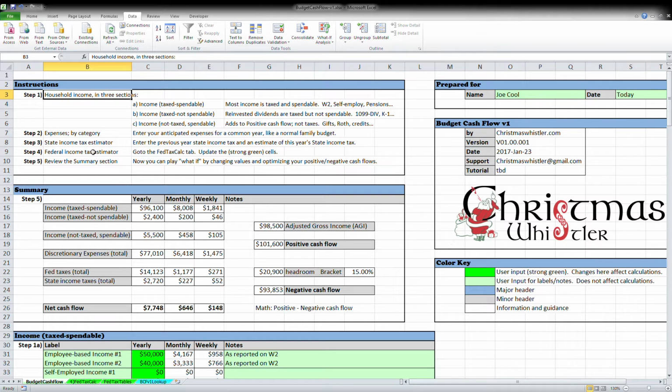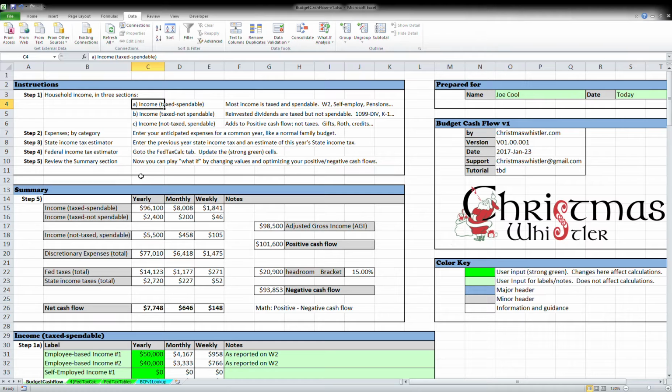So with that, we break income into these 3 pieces so the budget cash flow program can calculate your taxes and also calculate how much cash you have on hand for the positive cash flow. The first part of your income is your standard good old-fashioned W-2 or self-employment income. This is all taxable and it is spendable.